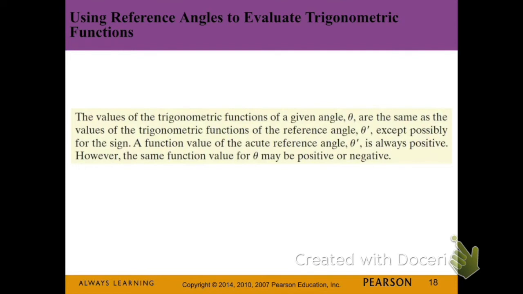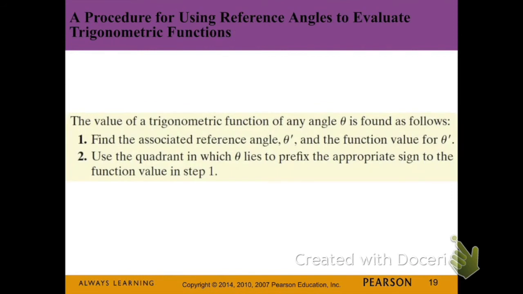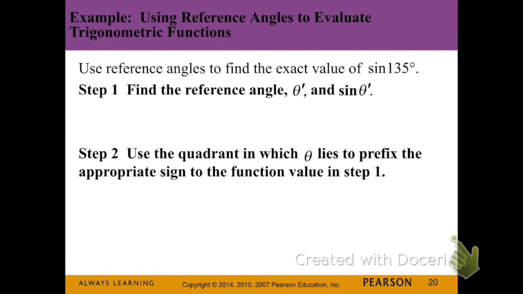So for example, if I ask you for sine of some angle that's in quadrant 3, we're just going to reference back to the reference angle for that angle in quadrant 1. We're going to see what the sine value of that is, and then that's going to be our answer with maybe a negative sign out front. We just have to determine if sine is positive or negative in the quadrant that it's in. So here are our steps. First, we find our reference angle and evaluate our function at that reference angle. Then, depending on the quadrant that theta lies in, we may need to put a negative out in front of our answer.